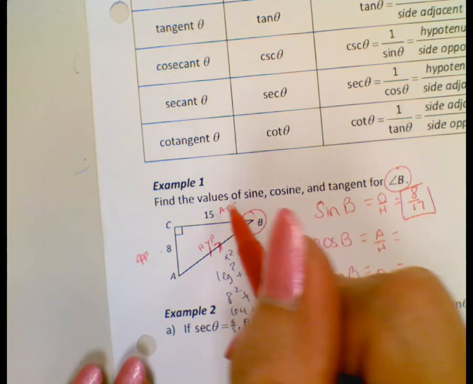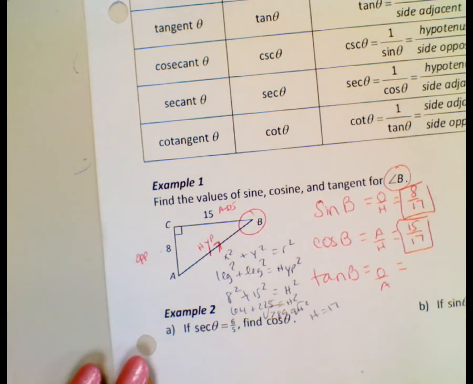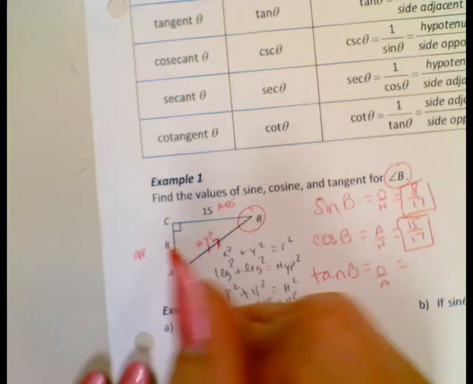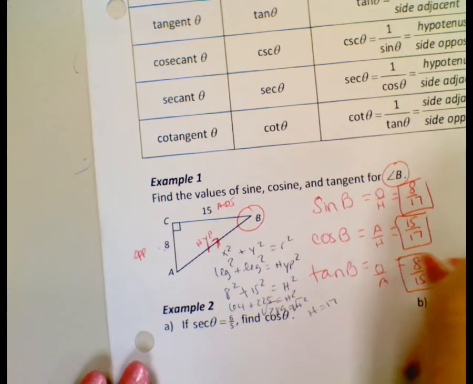Cosine of B is adjacent, which is 15, over the hypotenuse, which is 17. So it's 15/17. And tangent is opposite, which is 8, over adjacent 15. So it's 8 over 15, and you're done.